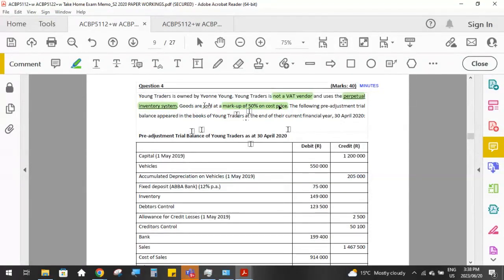You'll use this calculation if they give you a cost and you've got to calculate a selling price, or if they give you a selling price and you have to work out the cost of sales of that amount. Then the following pre-adjustment trial balance, so that's important that this is a pre-adjustment trial balance, appeared in the books at the end of their current financial year, which is the 30th of April 2020. So we've got to the end of the year, we've posted all of our subsidiary journals, and we're in that process of doing all of our year-end adjustments.